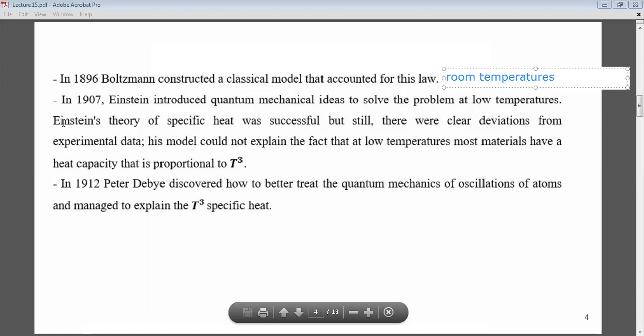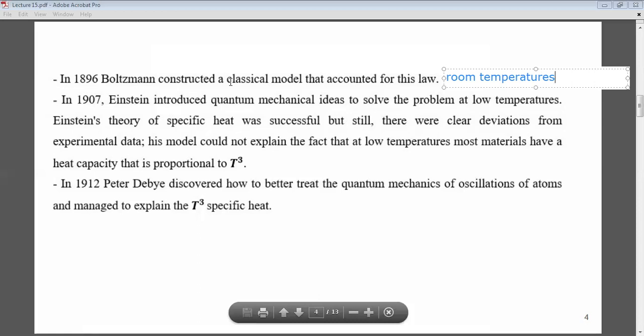And when he compared these two, he found there were clear deviations. His model could not explain the fact that at low temperatures, most materials have a heat capacity that's proportional to T cubed. Okay, so remember that in Boltzmann's case, it was kB over 2, in the case of 3 kB over 2, and in the case of Dulong-Petit, it was 3 kB.